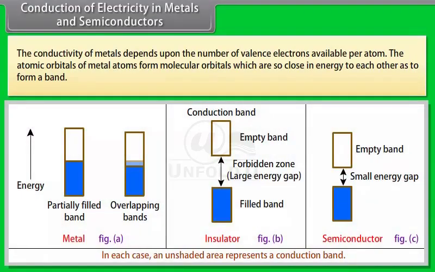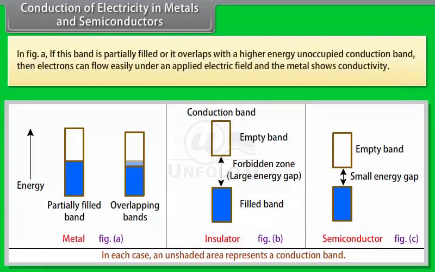Conduction of electricity in metals and semiconductors. The conductivity of metals depends upon the number of valence electrons available per atom. The atomic orbitals of metal atoms form molecular orbitals which are so close in energy to each other as to form a band. In figure A, if this band is partially filled or it overlaps with a higher energy occupied conduction band, then electrons can flow easily under an applied electrical field and the metal shows conductivity.